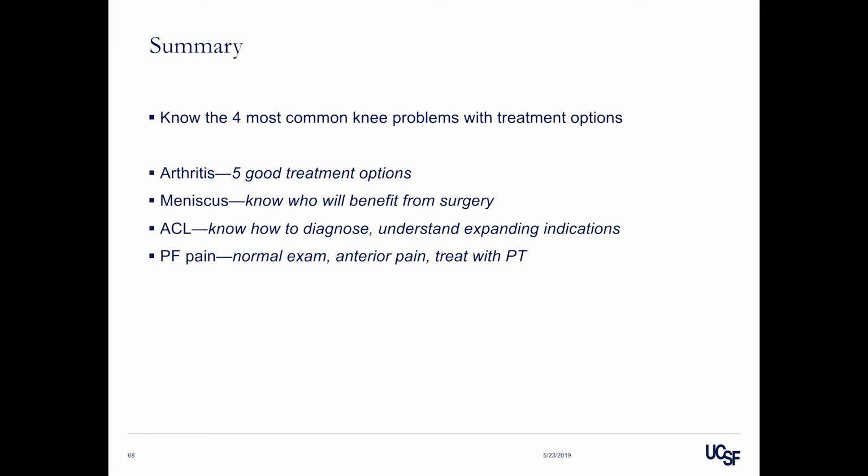So in summary, for arthritis, know the 5 good treatment options for arthritis. I go through all of them with my patients every single time. Know who will benefit for meniscus injuries. Know how to diagnose your ACL injuries and what the indications for surgery are. And for patellofemoral pain, learn to recognize it and really encourage your patients. They will get better with physical therapy. Thank you.